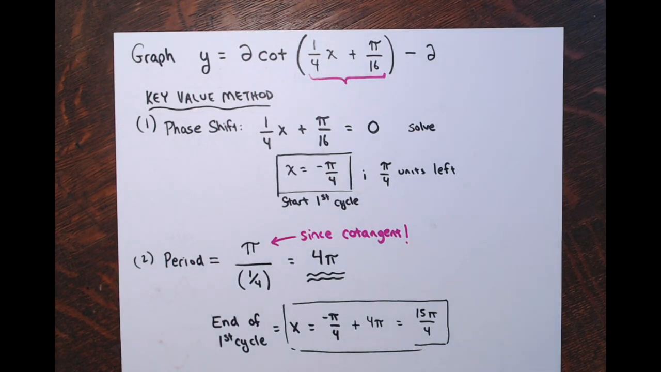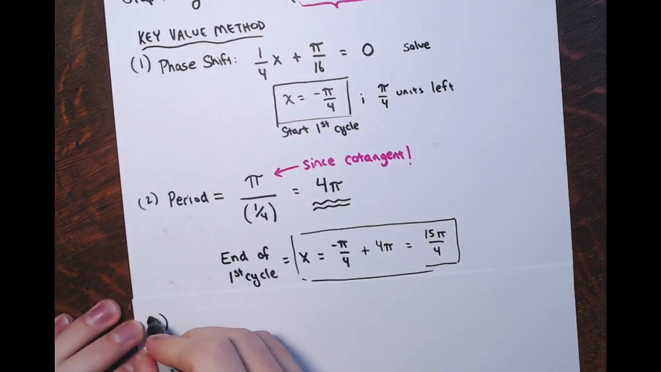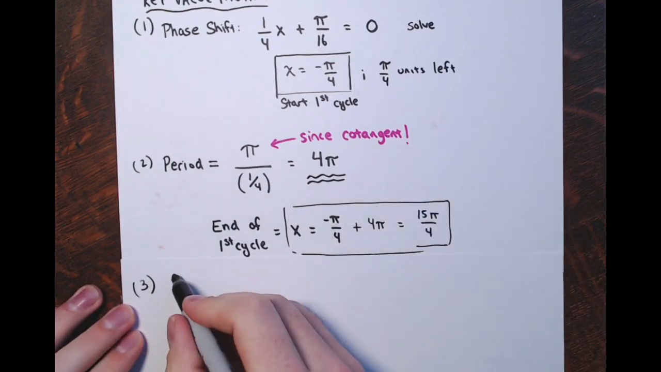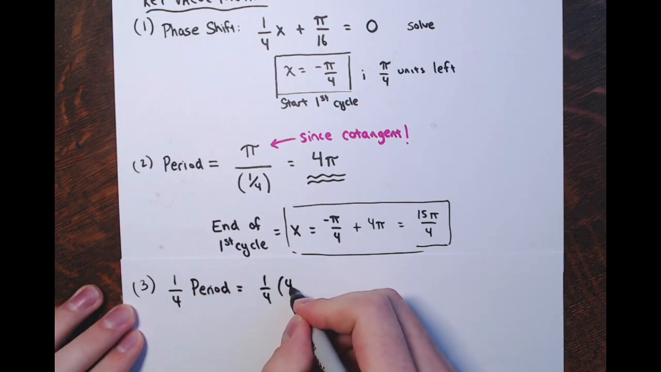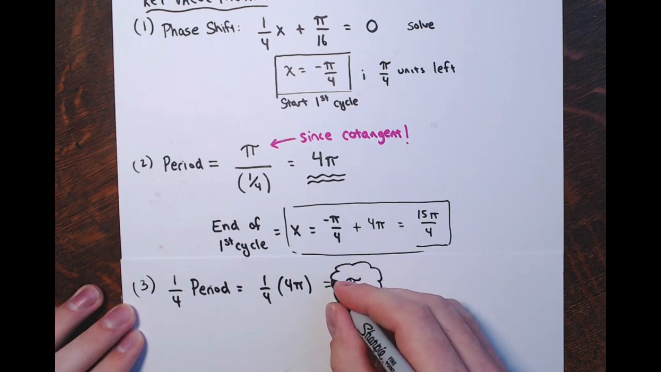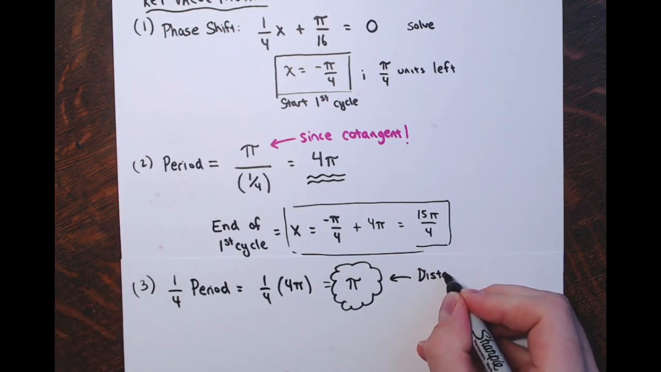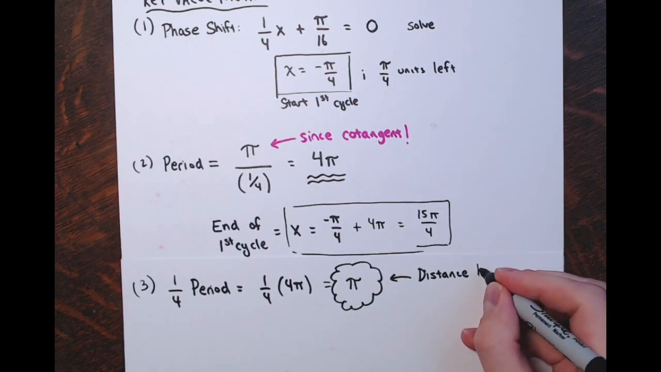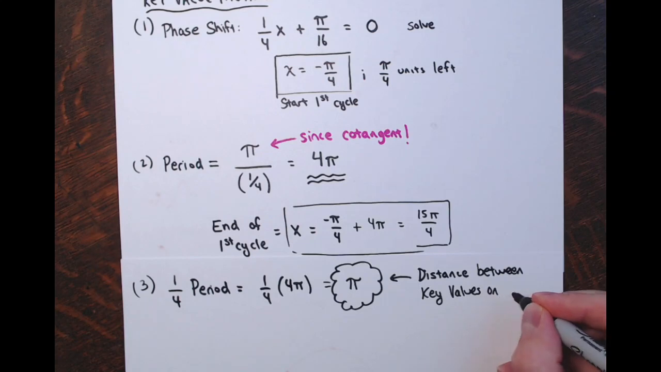Now comes, I feel, the most important part of this, which is the distance between these key values that I'm talking about, where I take the period, the 4 pi, and I break it into quarters. So I determine what a quarter of the period is. A quarter of 4 pi, the period I found earlier, is just pi, and I'm going to put this in a nice little bubble. This is huge. This pi is going to be the distance between each of my key values on the x-axis. All right, then I make a little table.